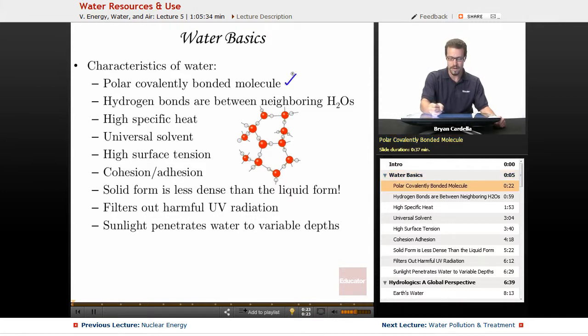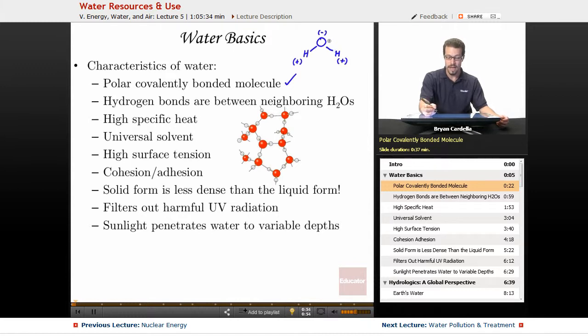Polar covalently bonded molecule. Oxygen, two hydrogens at that little angle there. And it's polar because on this end of the molecule, it's more negatively charged than the positive side. So in a sense, oxygen is hogging the electrons a little bit more than the hydrogen is. So you end up having a polar as opposed to a non-polar covalent bond between the oxygen and each hydrogen atom.